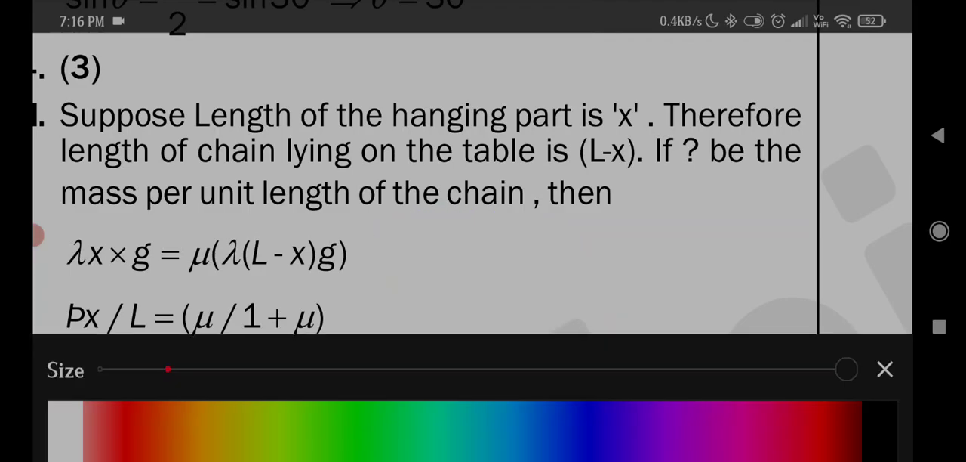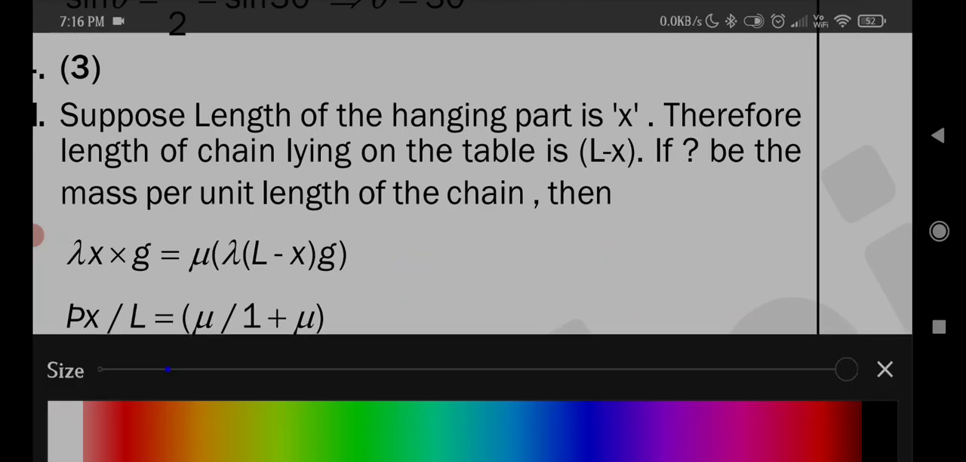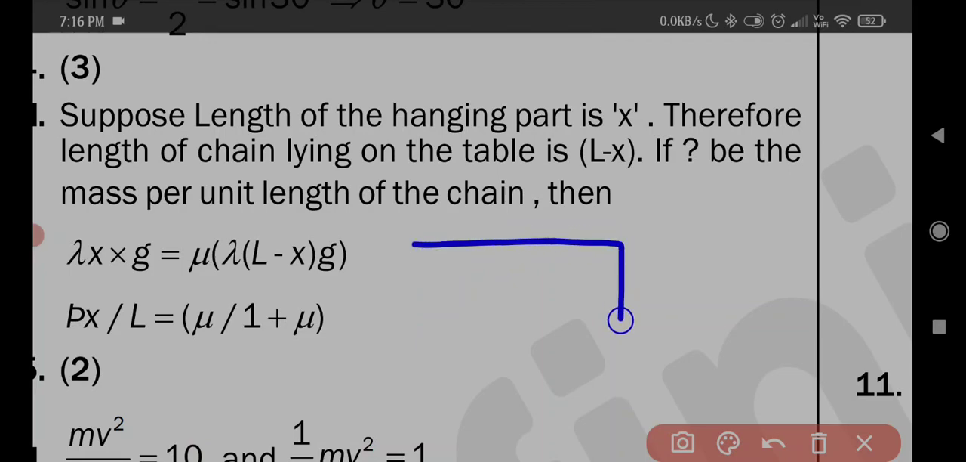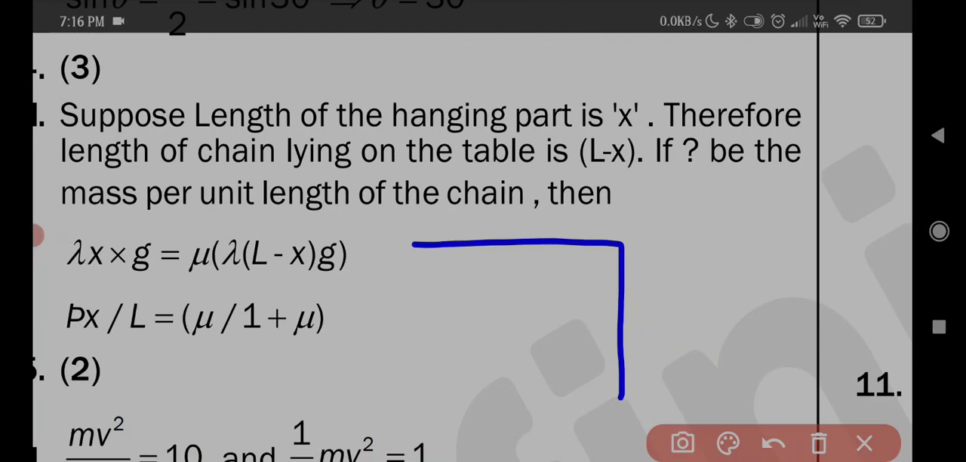What is happening? So this is the rope. Okay, and what is happening? Just a minute. This is the table, and this is the rope.